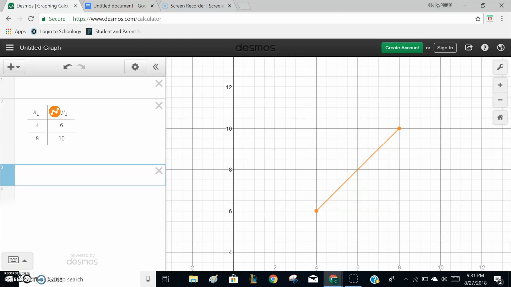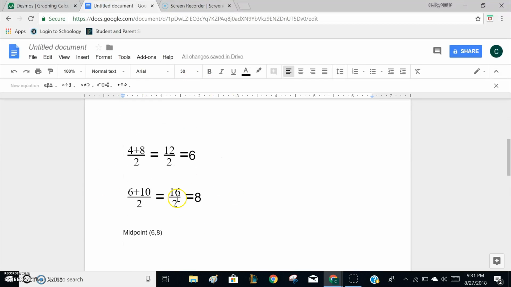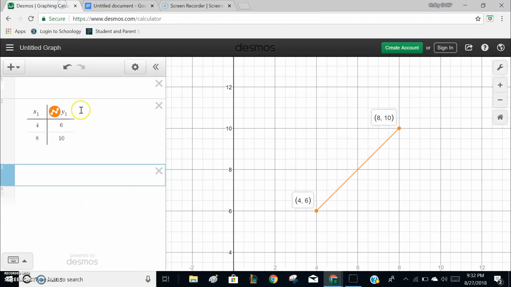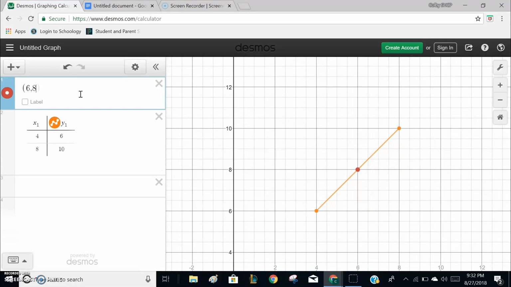Here I'm going to show you how to use the midpoint formula to divide your line segment into fourths. So first we need our points, our endpoints. So here are our two endpoints, 4, 6 and 8, 10. So we are going to plug this into these two equations right here, which are the midpoint formulas, which would give us 6, 8. So our midpoint will be 6, 8.